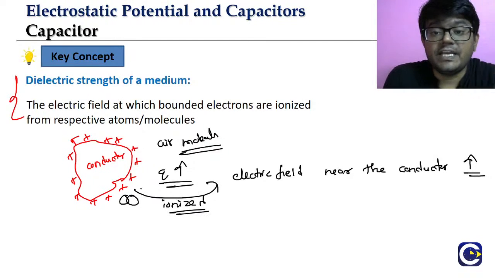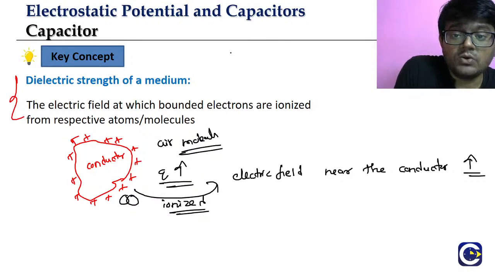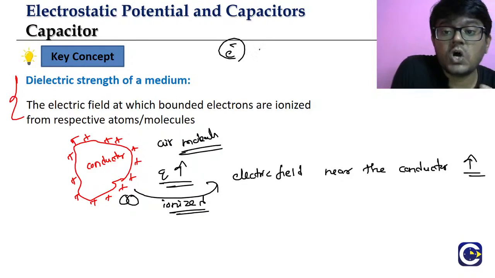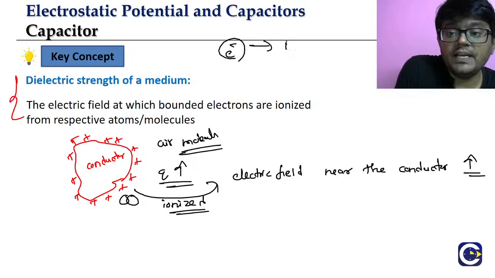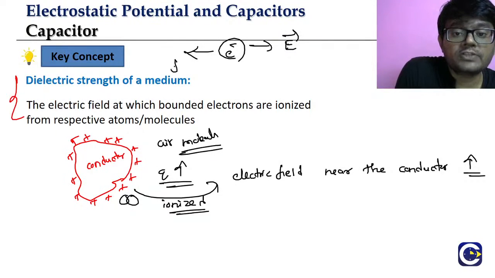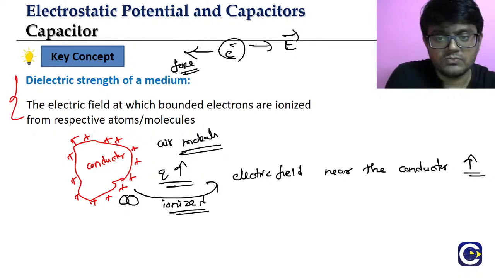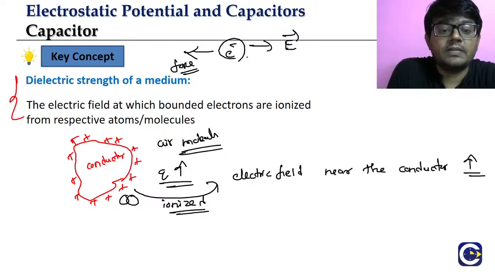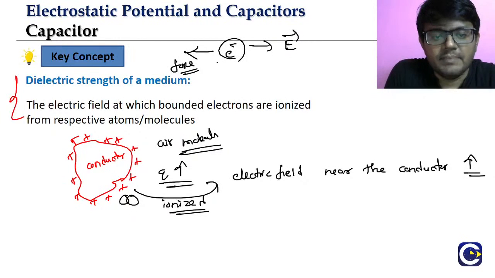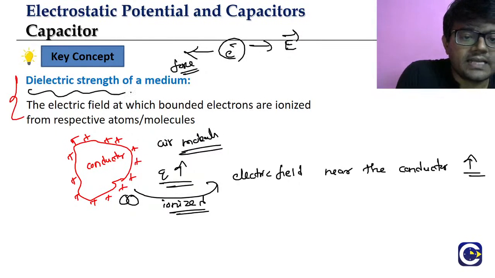Why? Because when the field is very high, what is going to happen? If you have a molecule, it has many electrons inside. If you apply a strong field towards the right side, the force acting on the electrons will be towards the left side. But if the field value is very high, the force on the electrons will keep increasing. So the electrons from the respective atoms can come out when the field reaches some threshold limit. For that we use a technical term, dielectric strength.